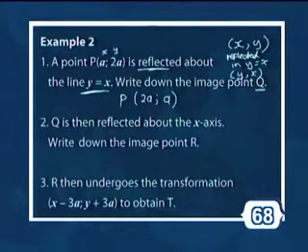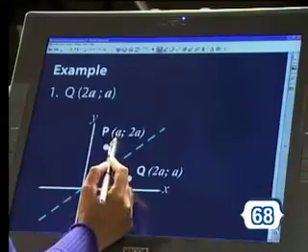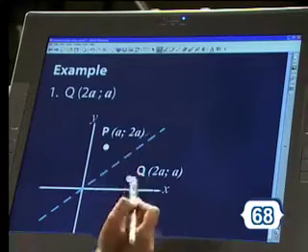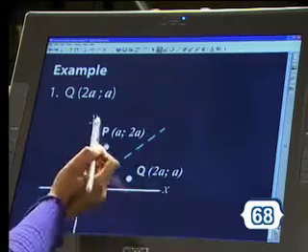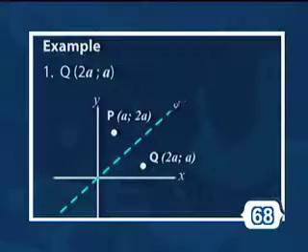We can represent this on a diagram as follows. So P is the point (a, 2a), but Q, which is the reflection of P in the line y equals x, is called an axis of symmetry. So Q being a reflection in that line, the x and the y values swap around, and I now get the values 2a and a.